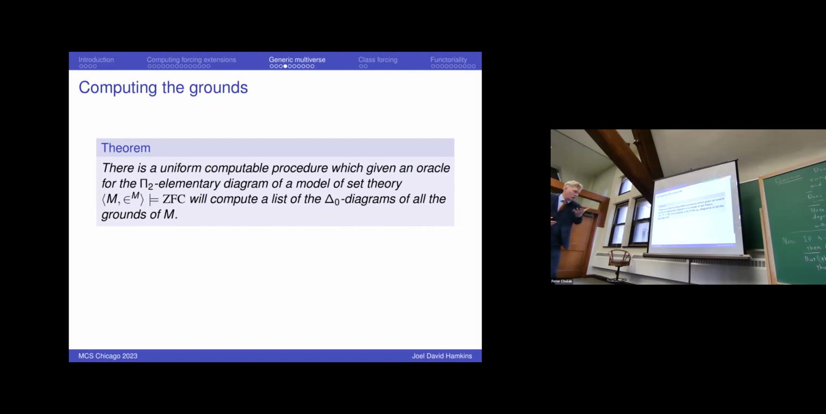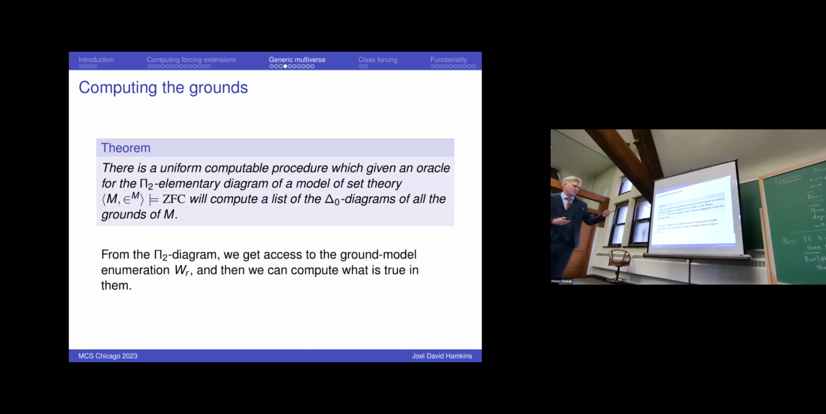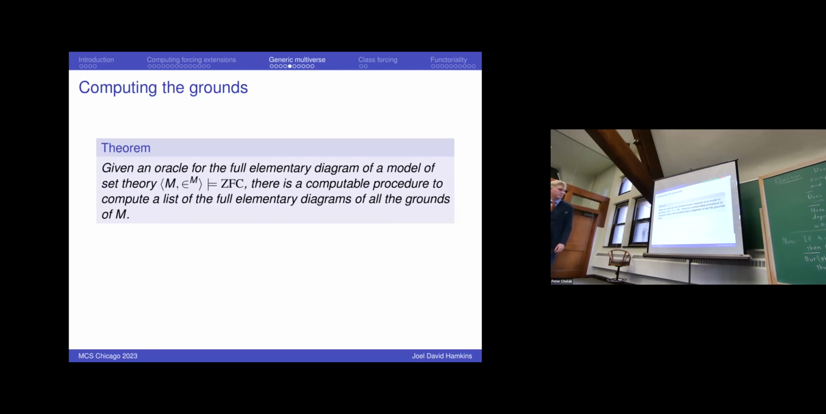Okay, so you give me an oracle for the pi2 elementary diagram of a model of set theory, then I can compute the delta zero diagrams of all the grounds. I need pi2 because the ground model enumeration is already pi2. And I mean here pi2 in the Levy hierarchy, in the set theoretic sense of pi2. This is an application of previous theory. Yes. So exactly, it's just following from the previous style.